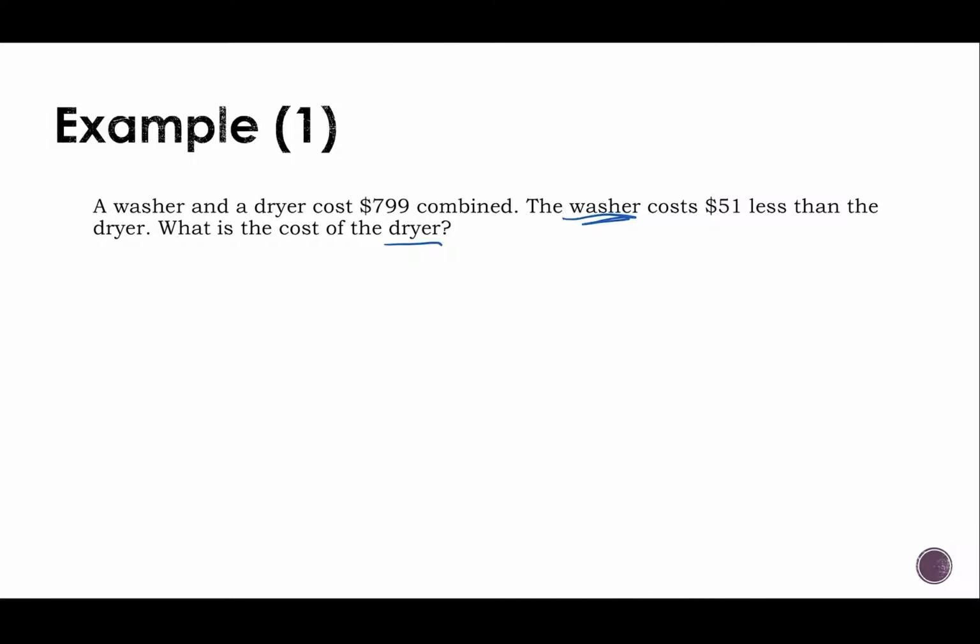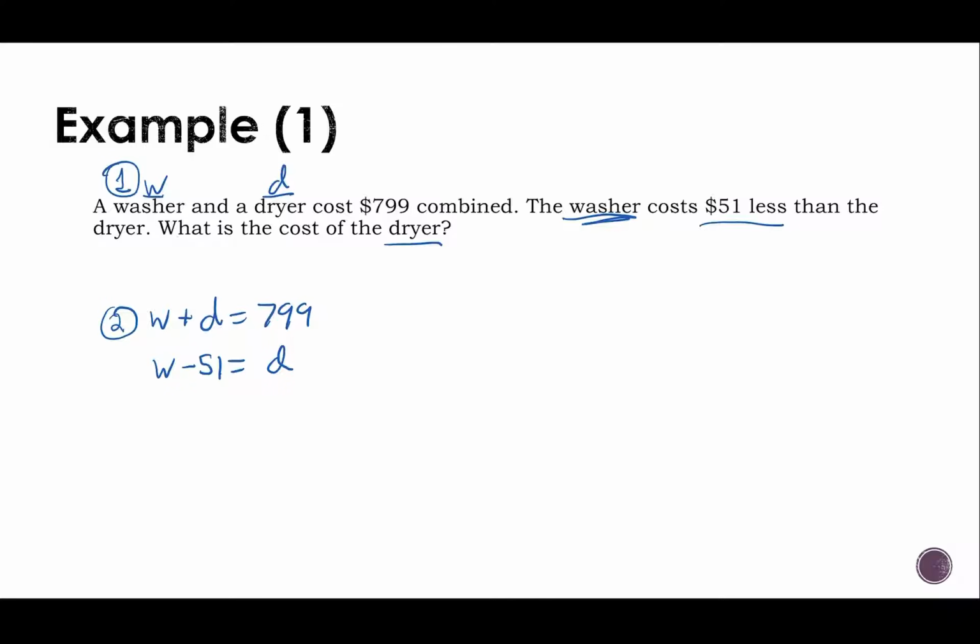So some good variables might be W and D. A washer and a dryer together, so W plus D, costs $799. I know that my washer costs $51 less than my dryer. So if I take my washer minus 51, that's going to equal my dryer. So I have already now assigned variables W and D. That's step 1.